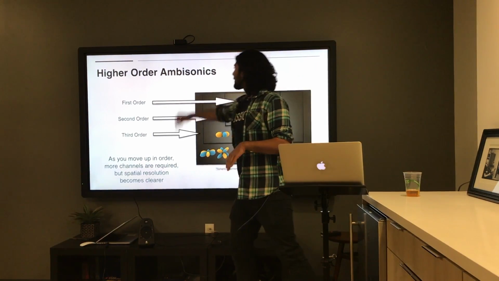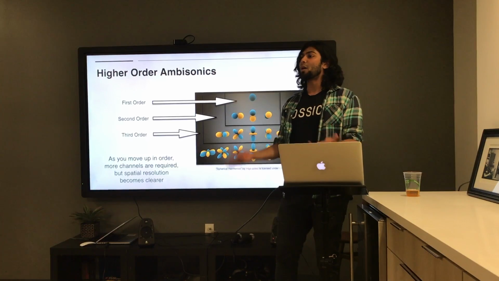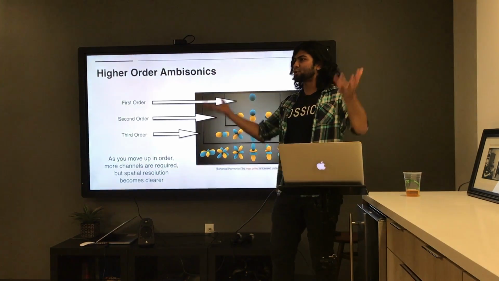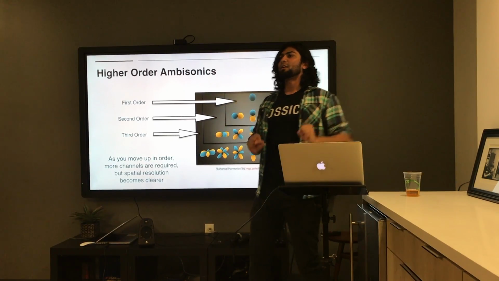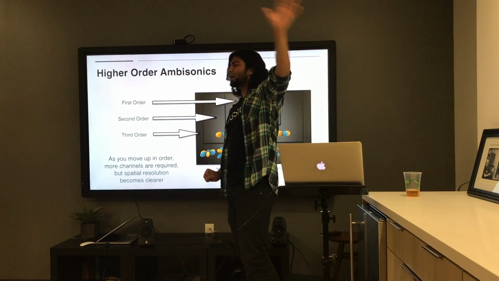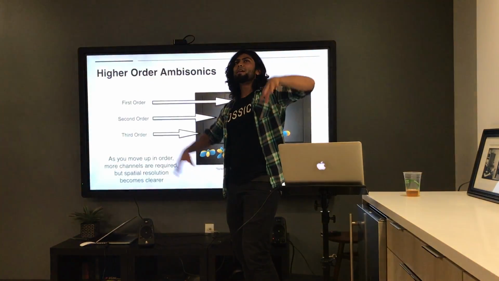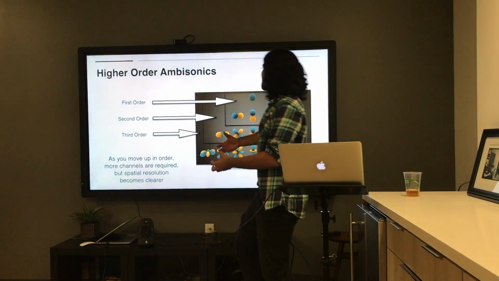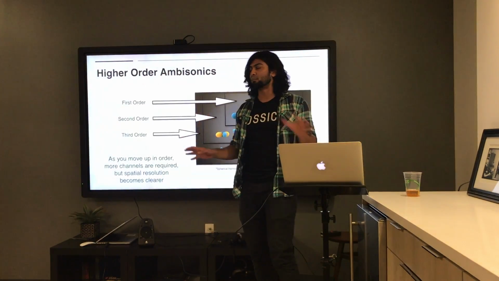So why are there orders of ambisonics, and why should you care? Really, the reason is quality. You get more spatial fidelity, and when I say spatial fidelity, you get clarity. You can tell there's a sound over here, but instead of being like, it's definitely over here, or it's kind of over here, or kind of here, as you move up in orders, you actually get clarity. You're like, yeah, it's definitely there. You can start pinpointing things a little bit more.